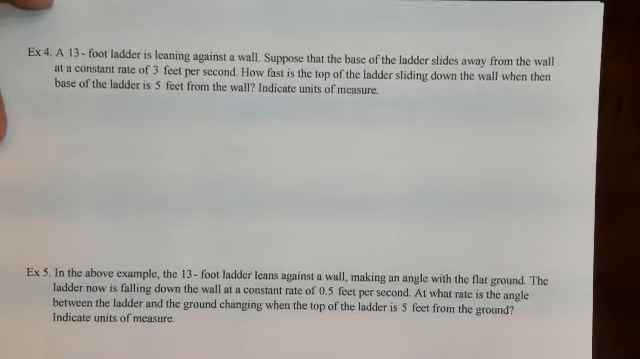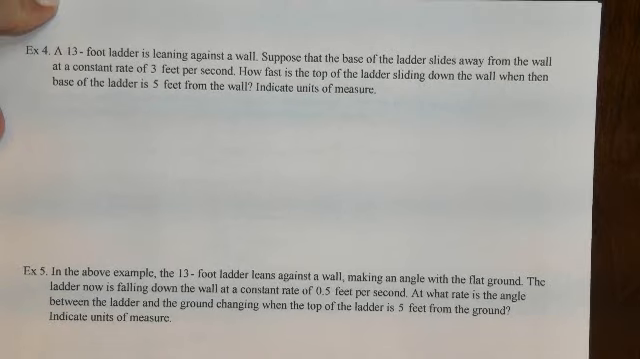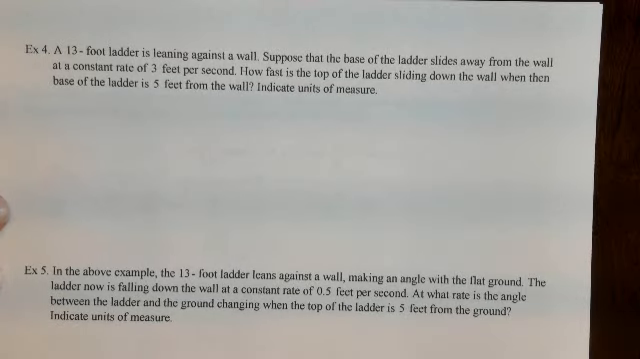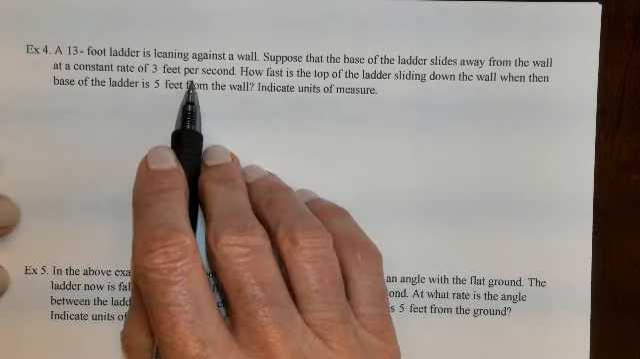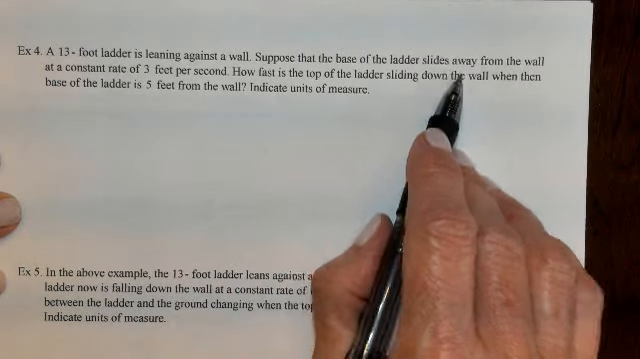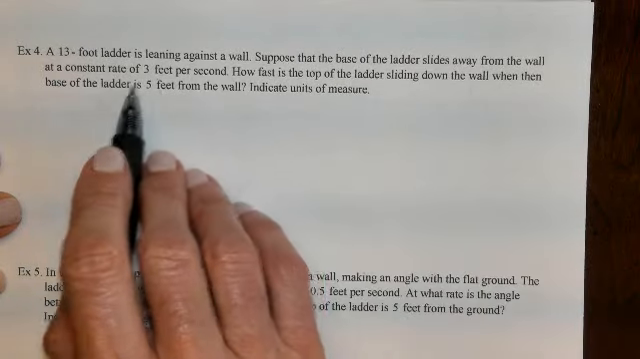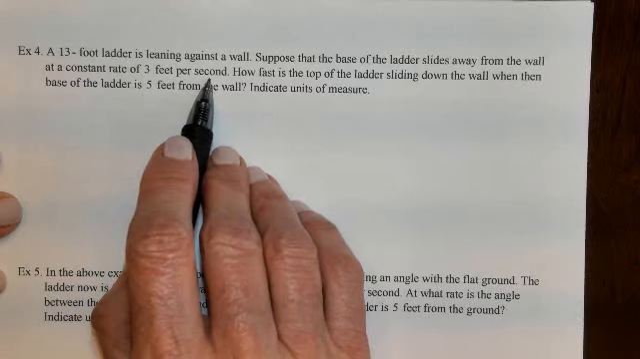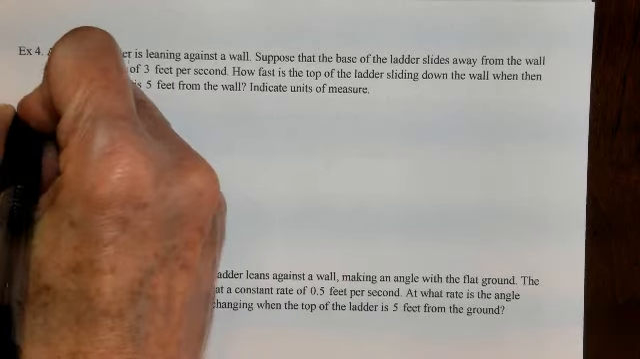Okay, next steps. Example 4. We've got a ladder leaning against a wall. Okay? A 13-foot ladder is leaning against a wall. Suppose that the base of the ladder slides away from the wall at a constant rate of 3 feet per second. Now let's look at what's happening.